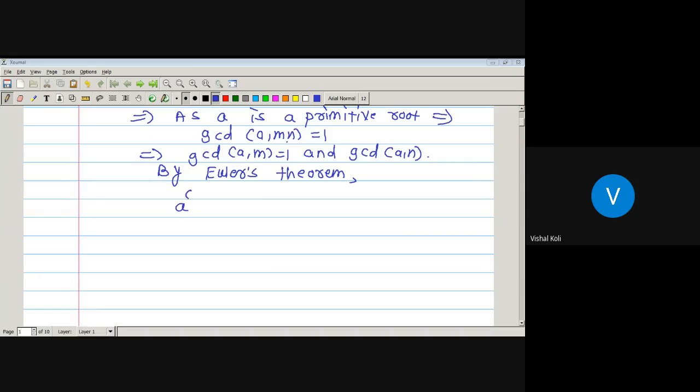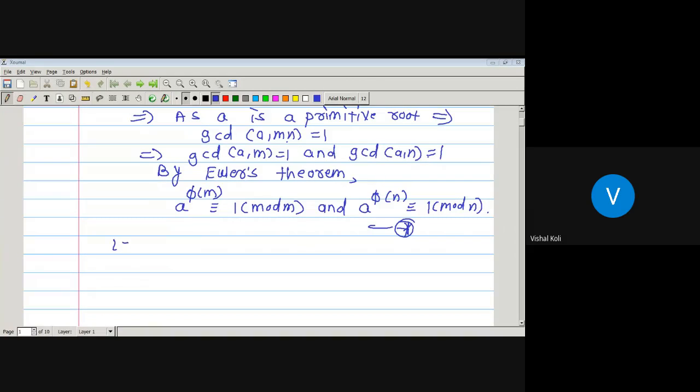Let a be relatively prime to m. Then by Euler's theorem, a to the power phi of m is congruent to 1 modulo m, and a to the power phi of n is also congruent to 1 modulo n. Since integer a is relatively prime to both m and n, which are integers greater than 2, Euler's theorem gives both congruences. Let us take this as the start.